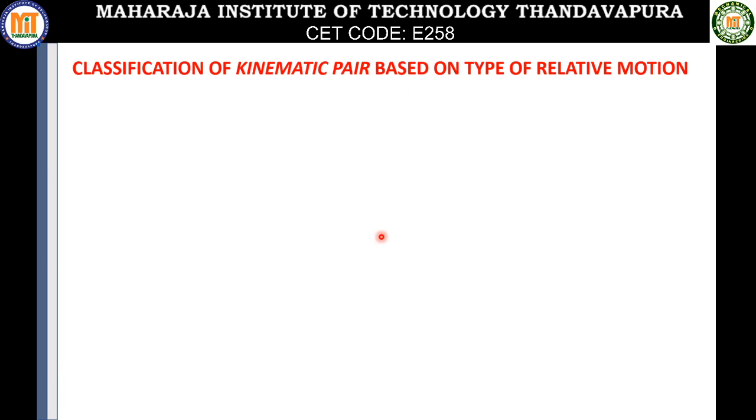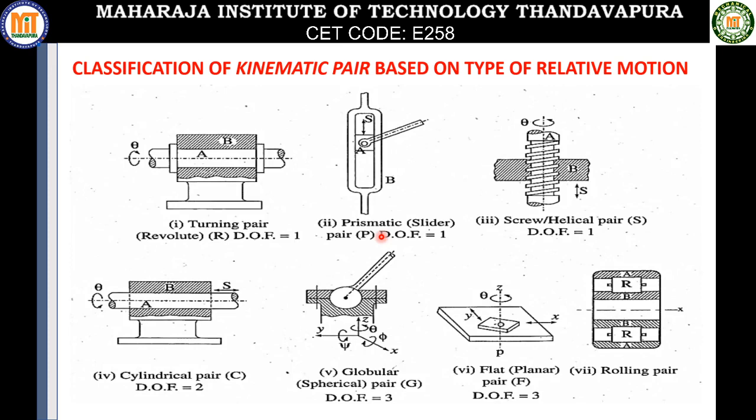Now let us try to discuss the classification of kinematic pairs based on the type of relative motions the kinematic links have in a kinematic pair. Based on that we have 7 different types of kinematic pairs, namely turning pair, prismatic pair, screw or helical pair, cylindrical pair, globular pair, flat or planar pair, and finally we have rolling pair. So we'll try to discuss each one of them.